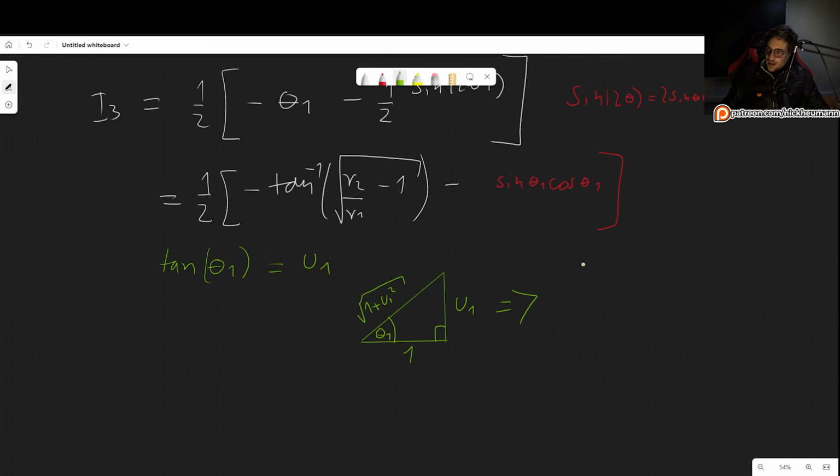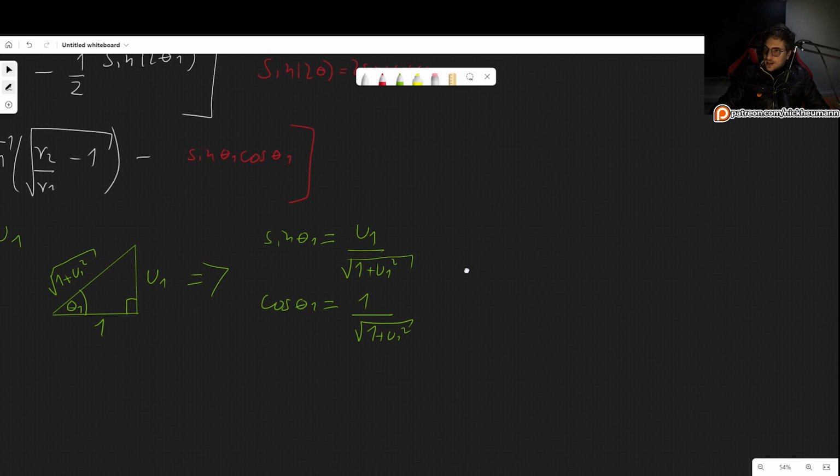So what is then the sine of theta 1? The sine of theta 1 is going to be the opposite side divided by the hypotenuse. That's what it's called, right? In English, yeah, the hypotenuse. So that is u1 divided by the square root of 1 plus u1 squared. And what is the cosine of theta 1? Well, the cosine is the adjacent side divided by the hypotenuse. So that is 1 divided by the square root of 1 plus u1 squared.